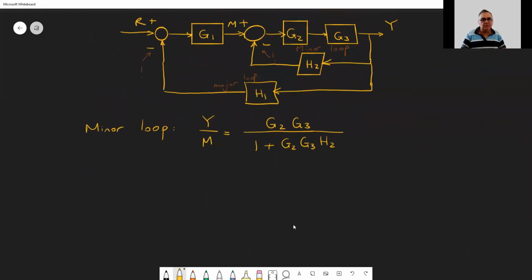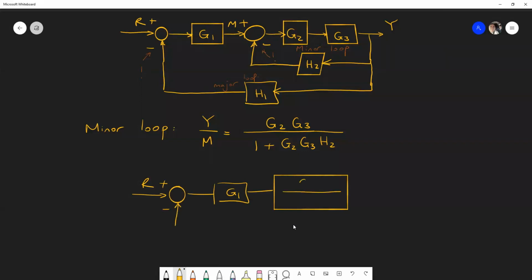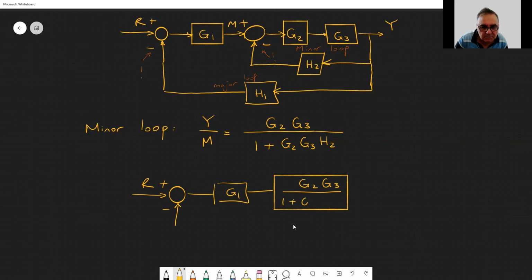So if you look at it, now we have reduced this minor loop. What we are left with is the following. R. I'm just going to draw the major loop here. We have G1. Now this multiplies this thing, G2, G3, over 1 plus G2, G3, H2.